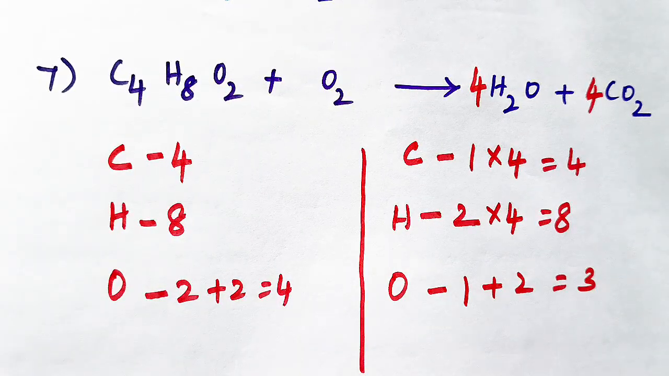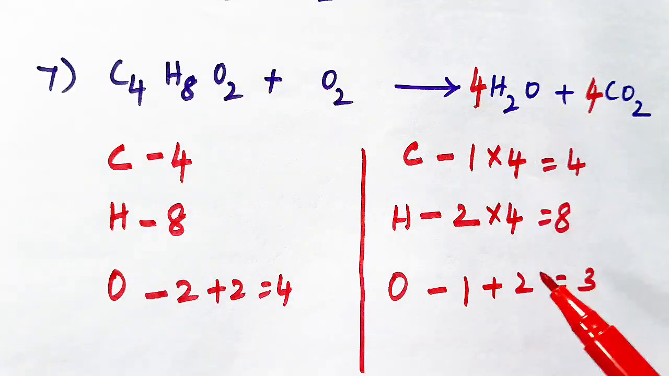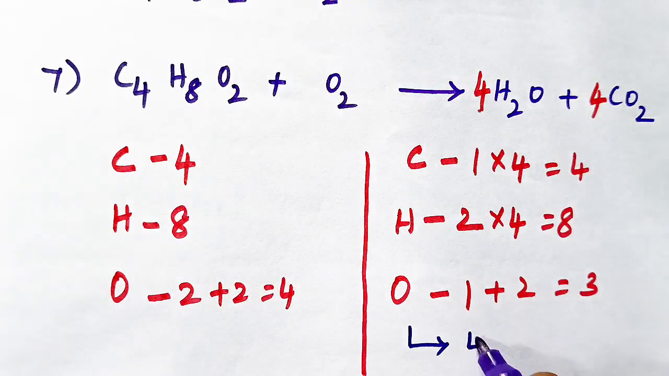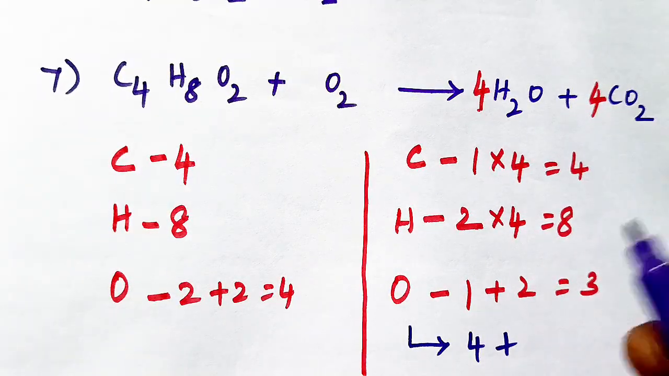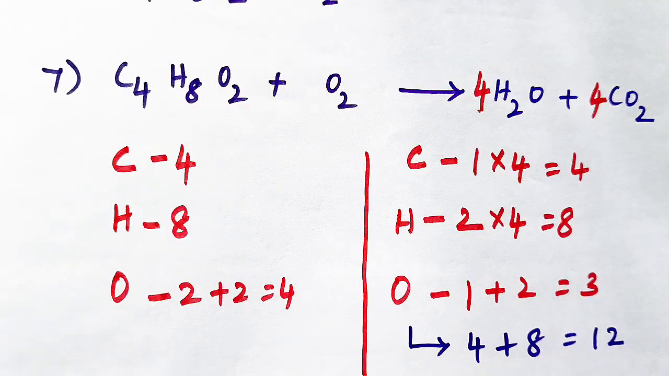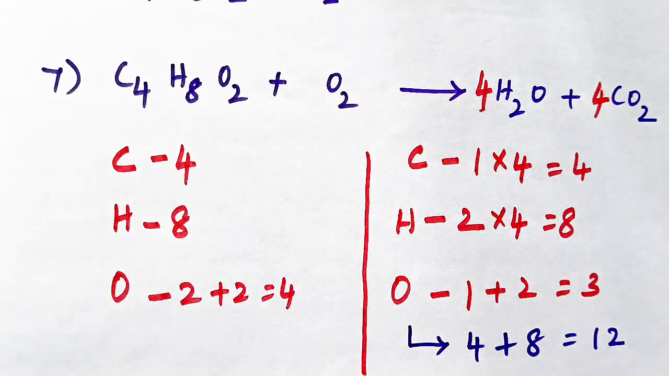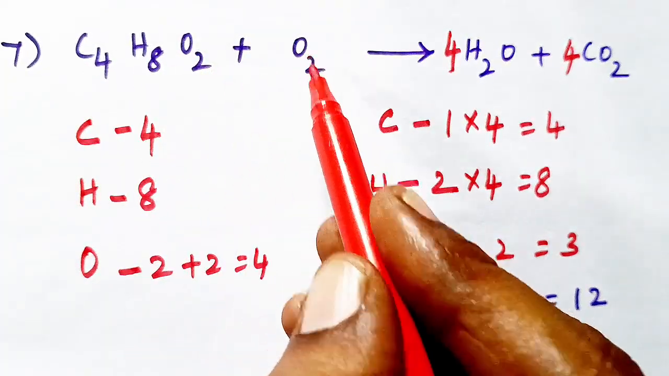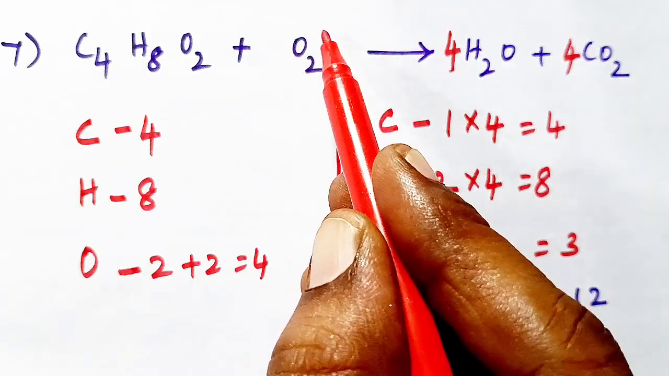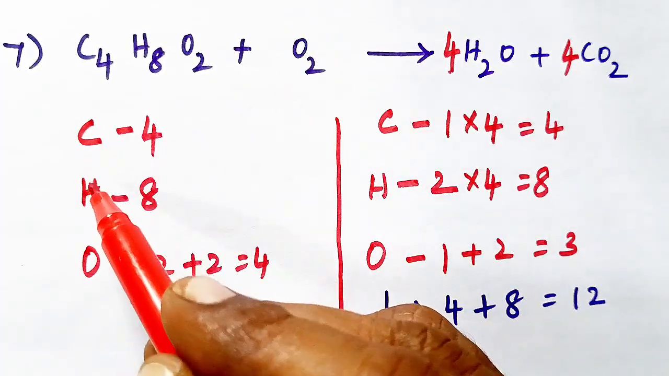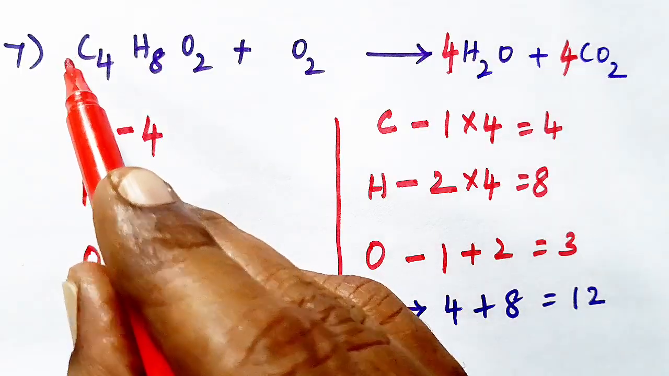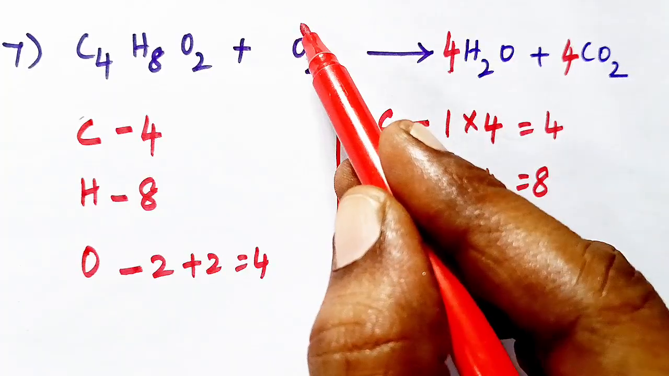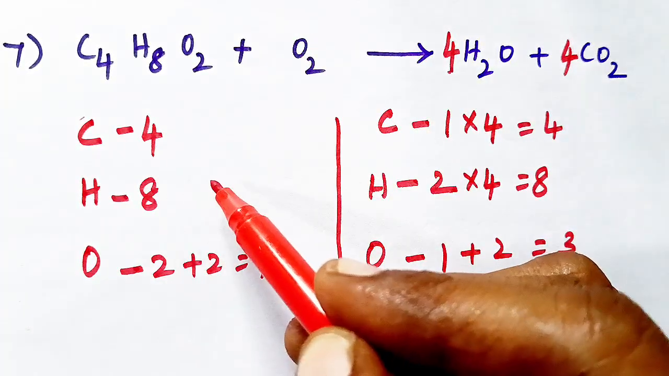Now check with oxygen, because we changed the coefficients. On this side it is only 4, and on this side you have 4 oxygen plus 2 4s are 8, so 8 plus 4, 12 oxygen. Here you have C4H8O2 plus oxygen alone. If you change the coefficient of this reactant, there will be a change in carbon and hydrogen. But if you change the coefficient of oxygen, there won't be any change in carbon and hydrogen.